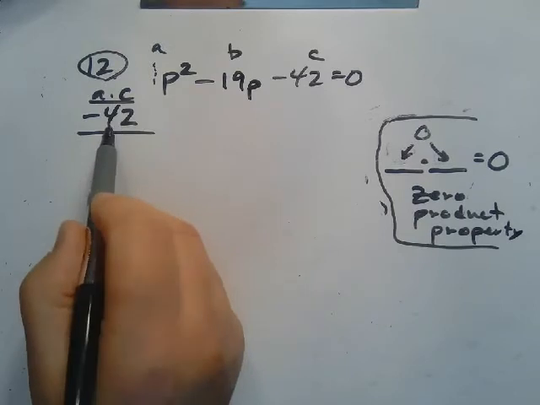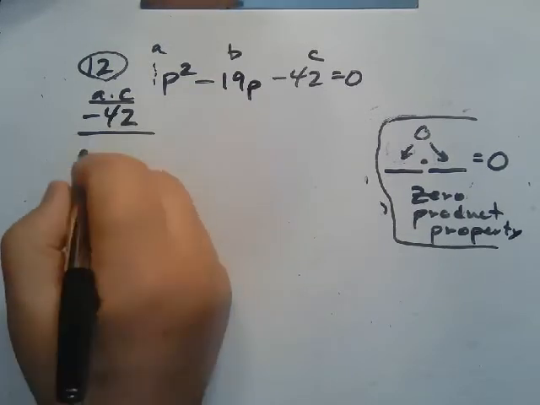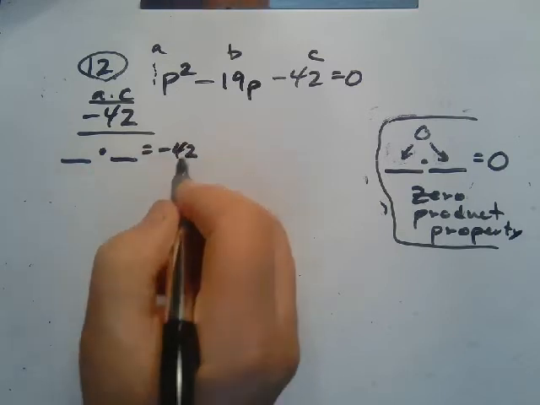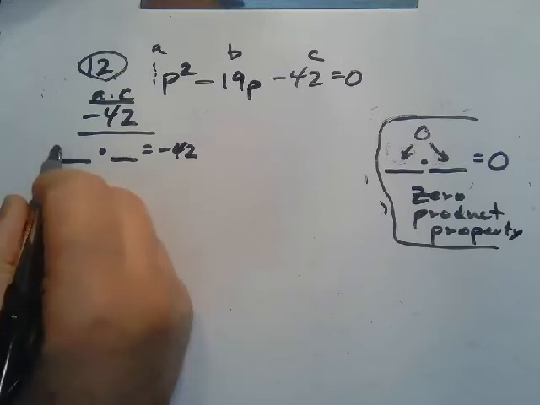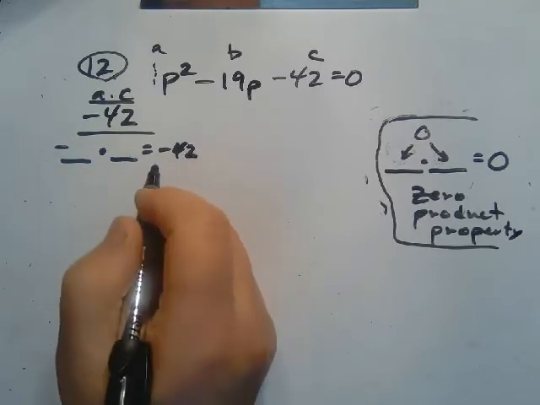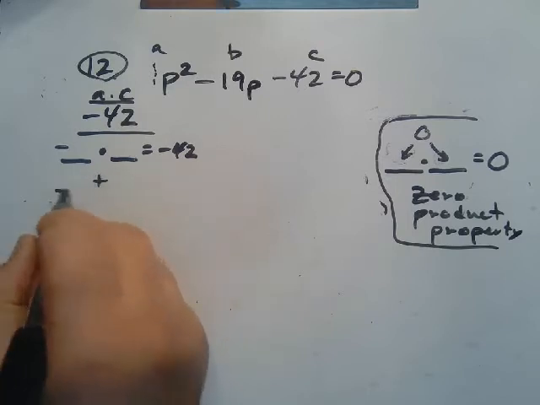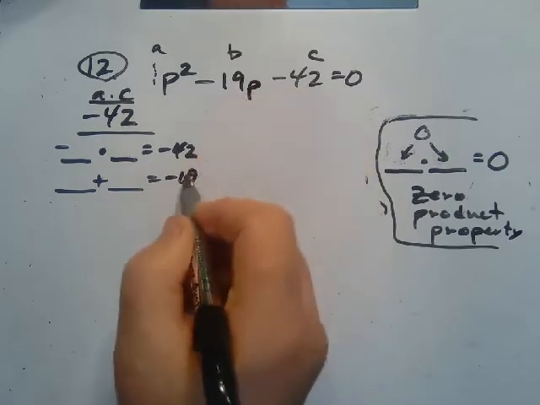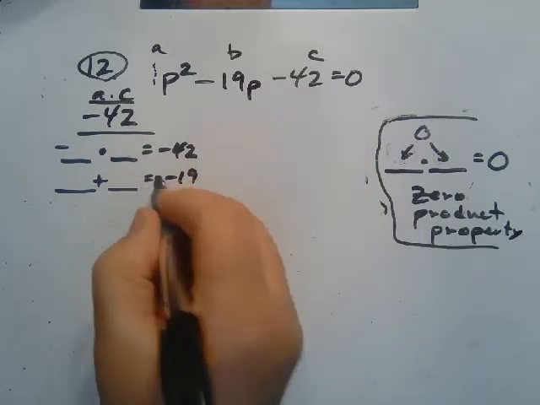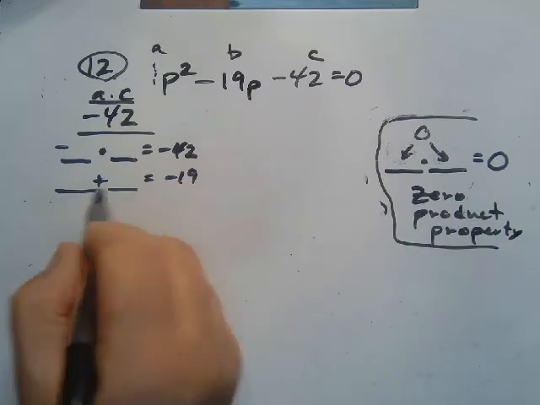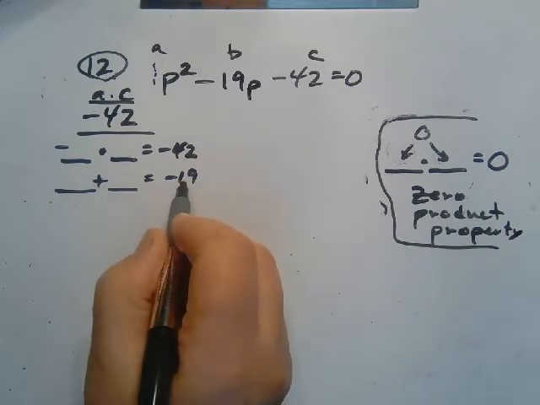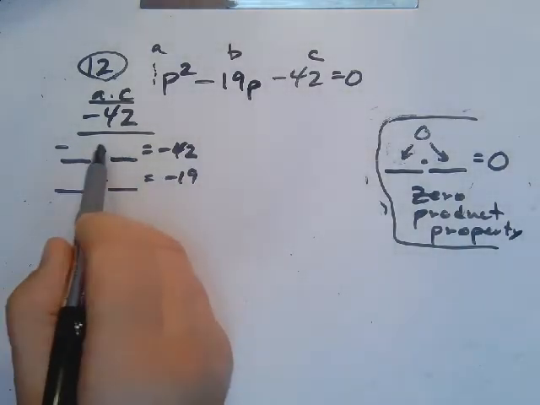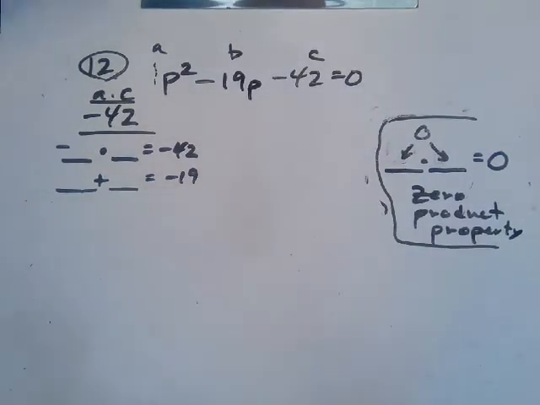And if the product is negative 42, that means I'm going to multiply these two things together to give me negative 42. That means one of these has to be negative for me to get a negative answer. And their sum has to be a negative 19. This right here, negative 19. Their sum has to be a negative 19. So if the sum is negative, they've got to be different signs here, so that means one of them is going to be positive and one's going to be negative.